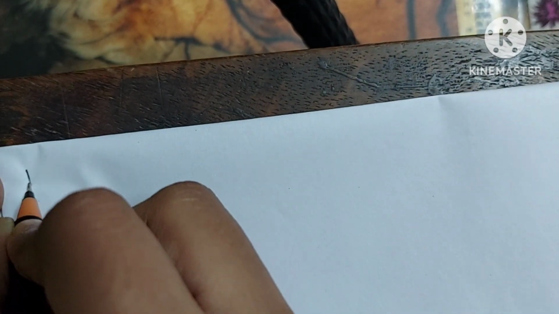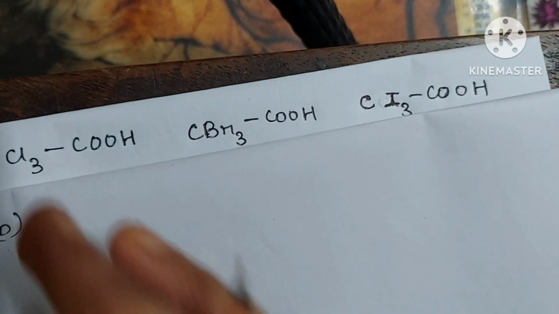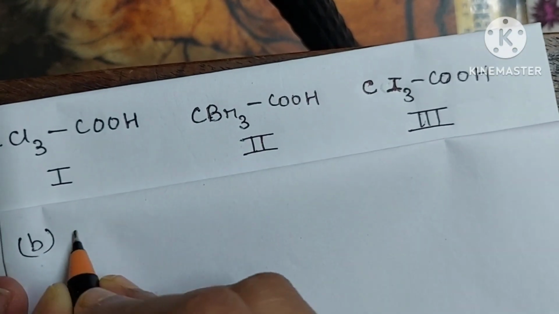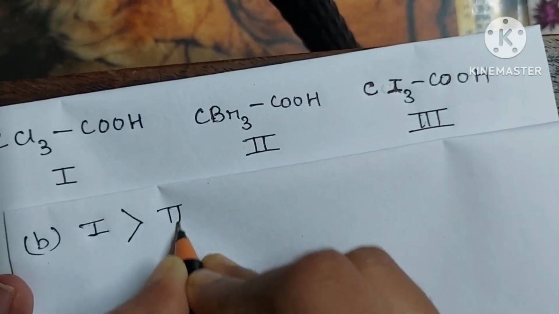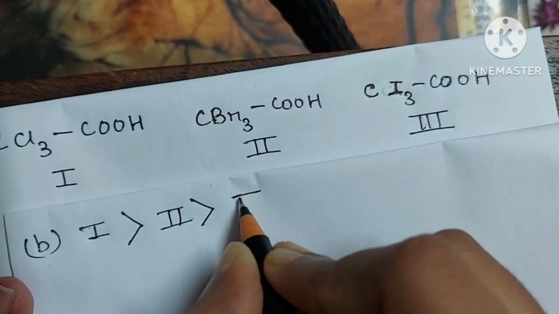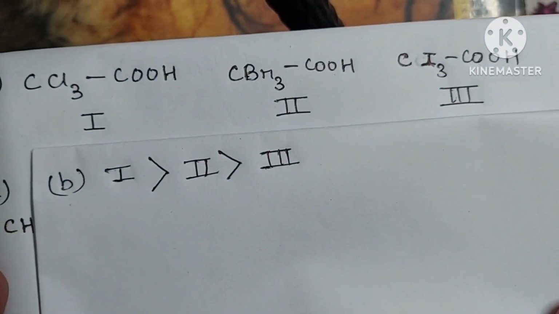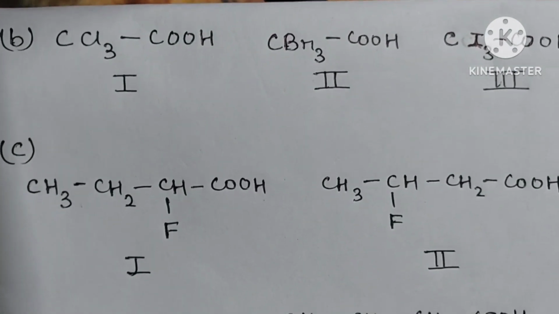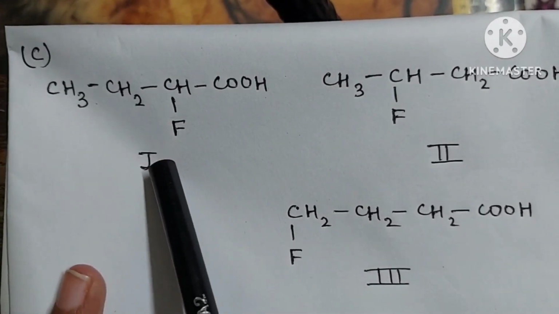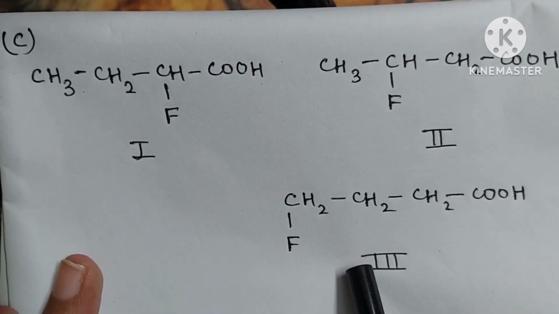For question number B, I hope you have seen the question. So first compound, then second compound, and then third compound. So this will be the acidic strength decreasing order. Okay. Now the third question. So the first compound is this one, the second compound is this one, and the third compound is this one.